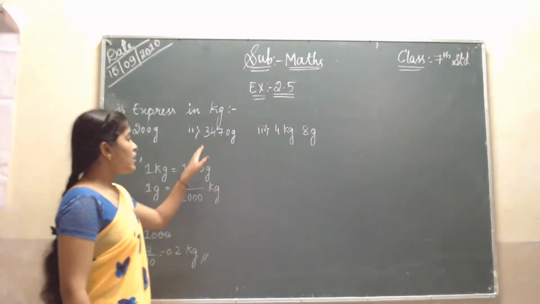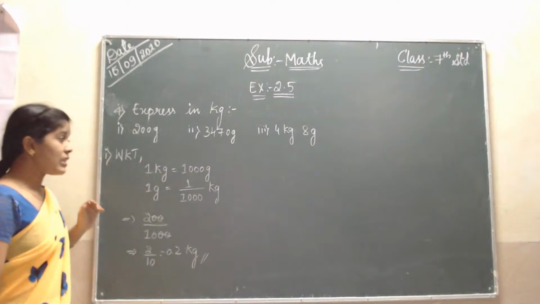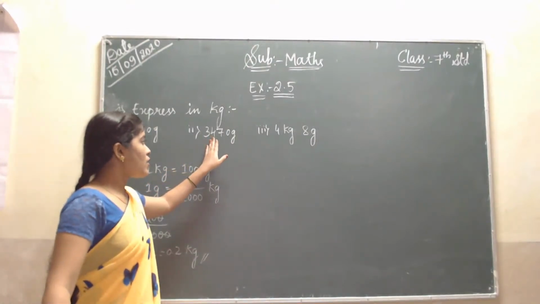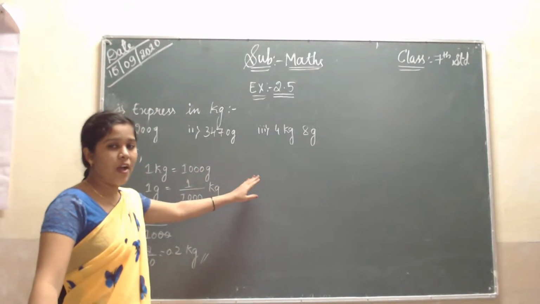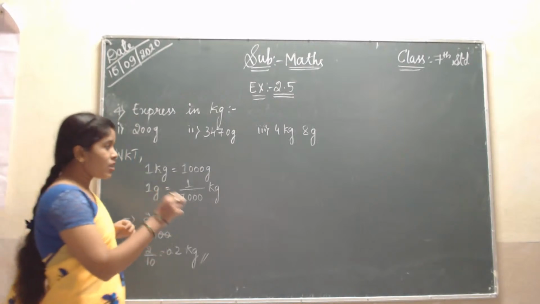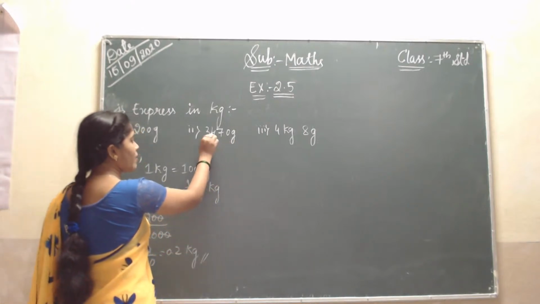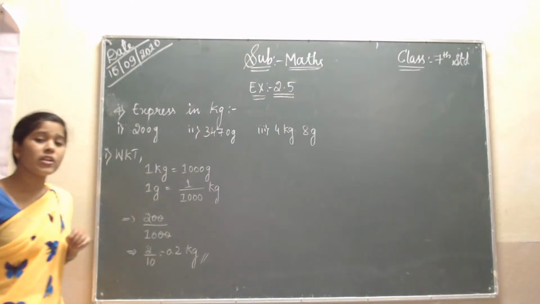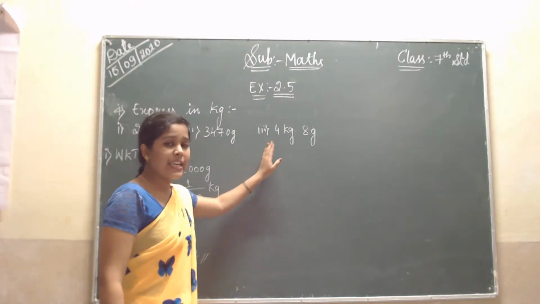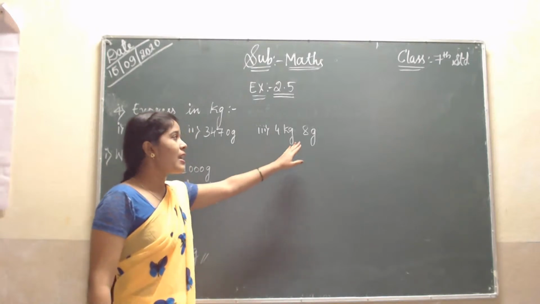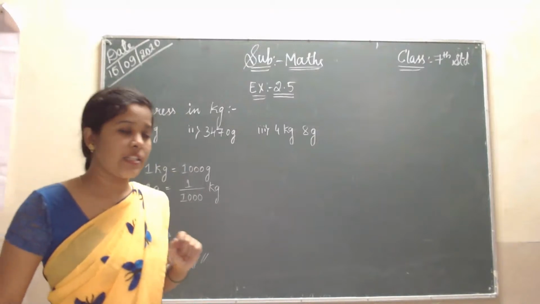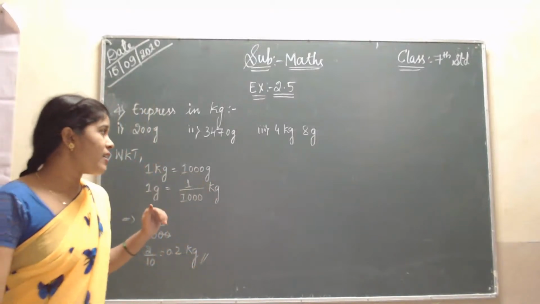Next, take the second and third as homework because it's so easy. See here, 3,470 divided by 1000. You have to divide 3,470 by 1000, and in 1000 there are three zeros. After three numbers, put the point. So 3.470 you will get. Now here, kg keep as it is, plus 8 divided by 1000. 8 gram is nothing but 8 divided by 1000 kg. So add that after.